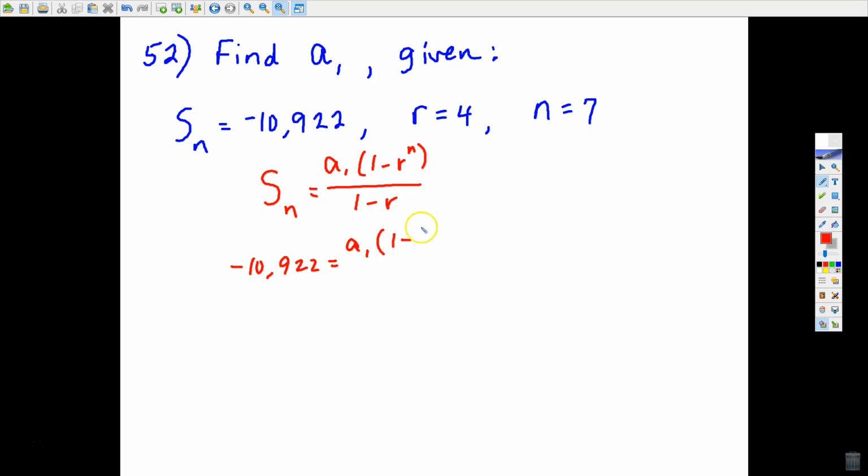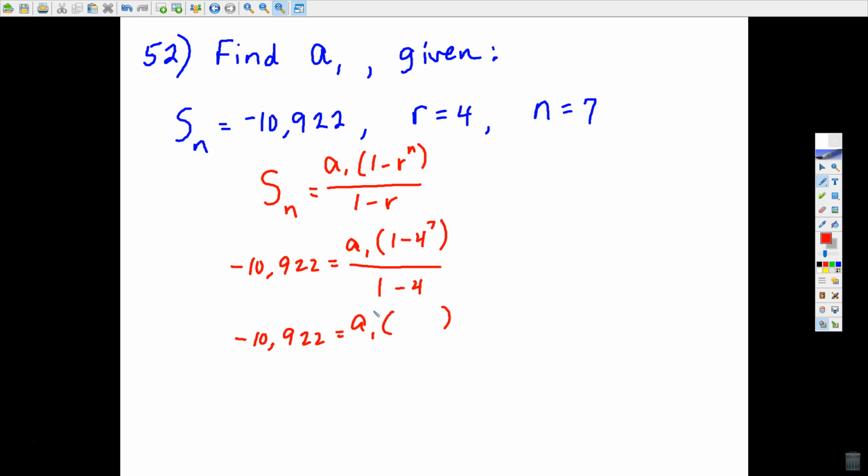We know that r is 4. We know that n is 7. So down here we can say 1 minus 4. Now it's really just algebra, trying to solve for this variable. This is good practice in solving for a variable in a fairly complex equation. Let's take this one step at a time, and we can take care of this numerator. Let's grab our calculator, and we're going to do 1 minus 4 raised to the 7th power.